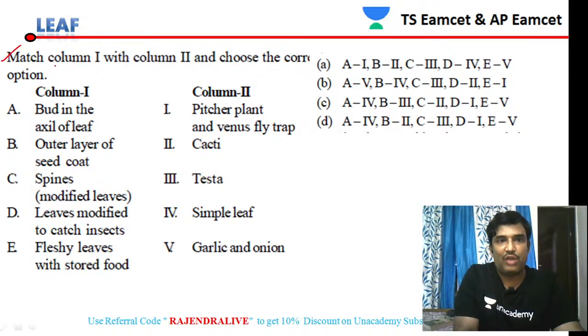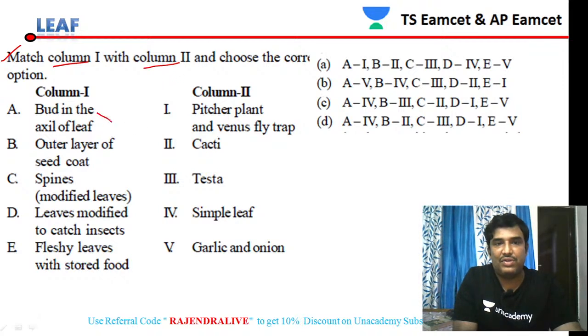Match column 1 with column 2 and choose the correct option. Buds in the axil of the leaf: generally the buds are present in the axil of the leaf, and such a leaf is called a simple leaf. Outer layer of seed coat is called the testa.